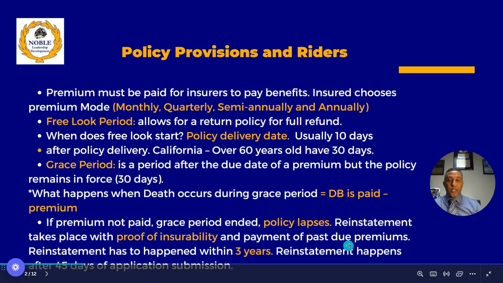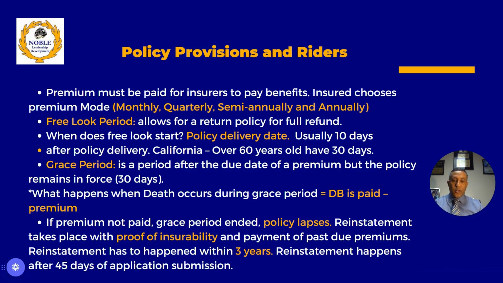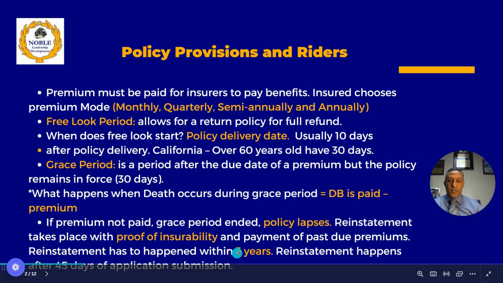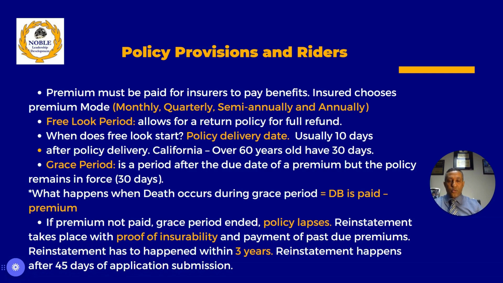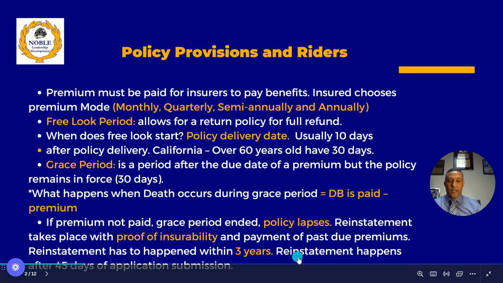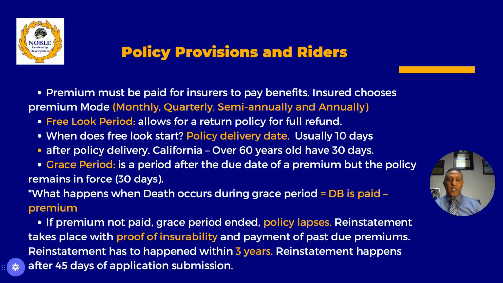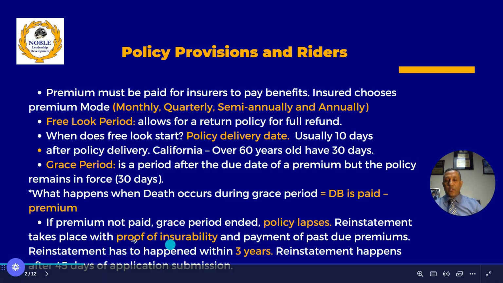Why do you benefit from reinstatement? Because the premium are at a lower age, right? Versus if you just apply for a new one, it will be a higher premium. Usually the reinstatement period is very generous. It's about 3 years. You have 3 years to reinstate, pay past due premium, and then if you are insurable, that policy is back to life, right? Reinstatement can happen within 45 days after application submission. So you need to remember the 45 days, you need to remember the 3 years, you also need to remember proof of insurability and past due premium for reinstatement.